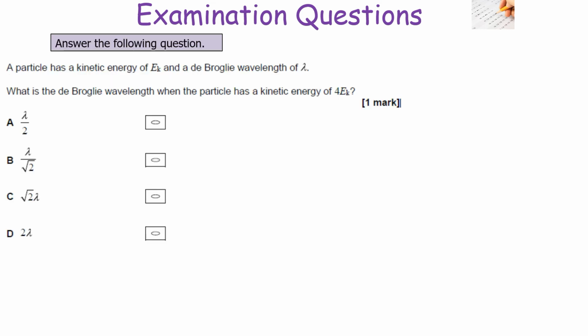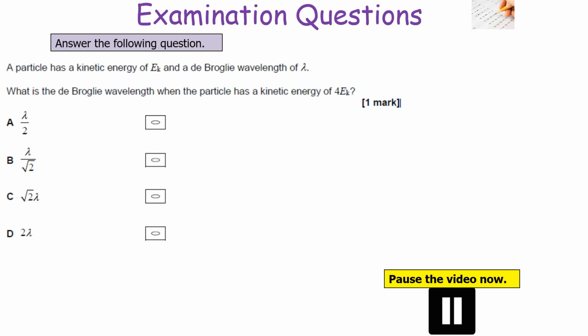The next question says a particle has a kinetic energy of Ek and a de Broglie wavelength of lambda. So what's the de Broglie wavelength when the particle has a kinetic energy of 4 Ek? So pause the video now, then unpause the video when you want to go through your answer.